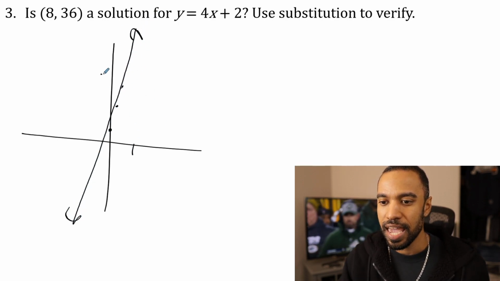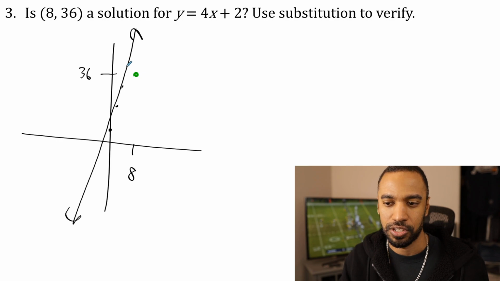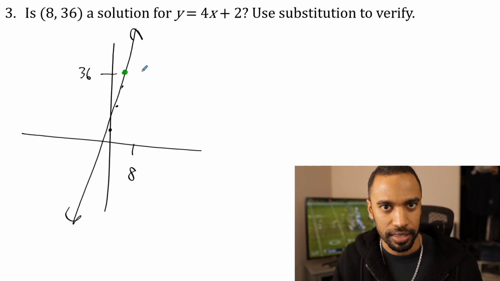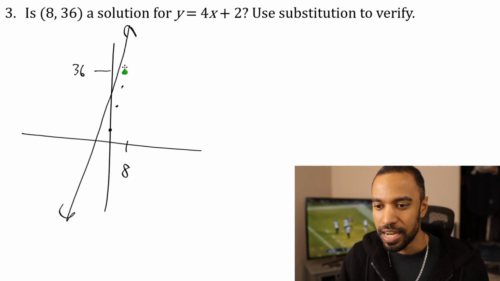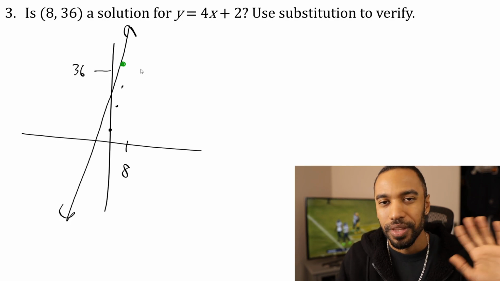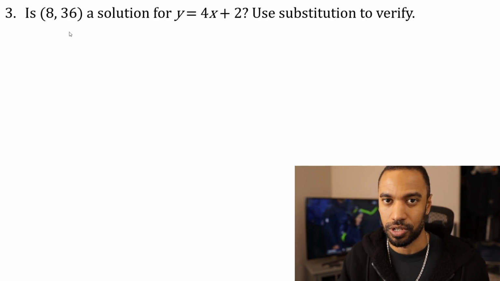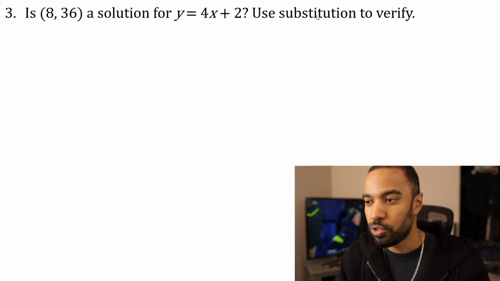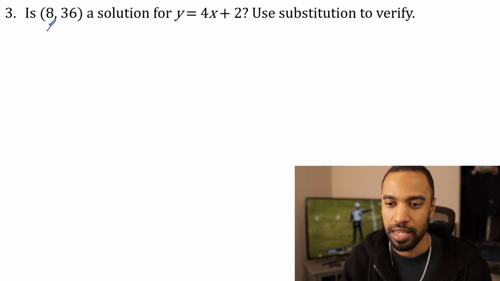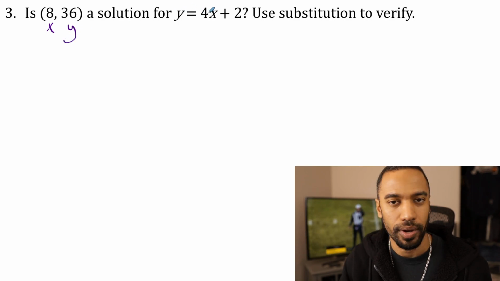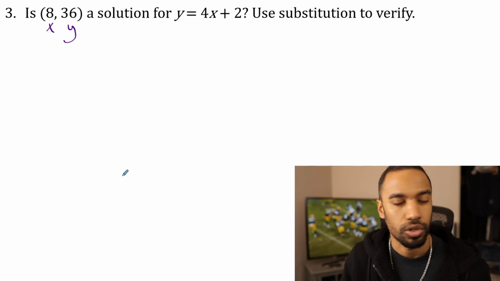The question is, is 8, 36 on the line or off the line? Now the 8, 36 is clearly not in the right spot. If it did hit the line, that means it's a solution to the equation. If it doesn't, that means it's not a solution to the equation. That's graphically. But if we use substitution to verify, if we do this algebraically instead, we can substitute 8 in for x and 36 in for y into this equation, and then find out if we get a correct statement.